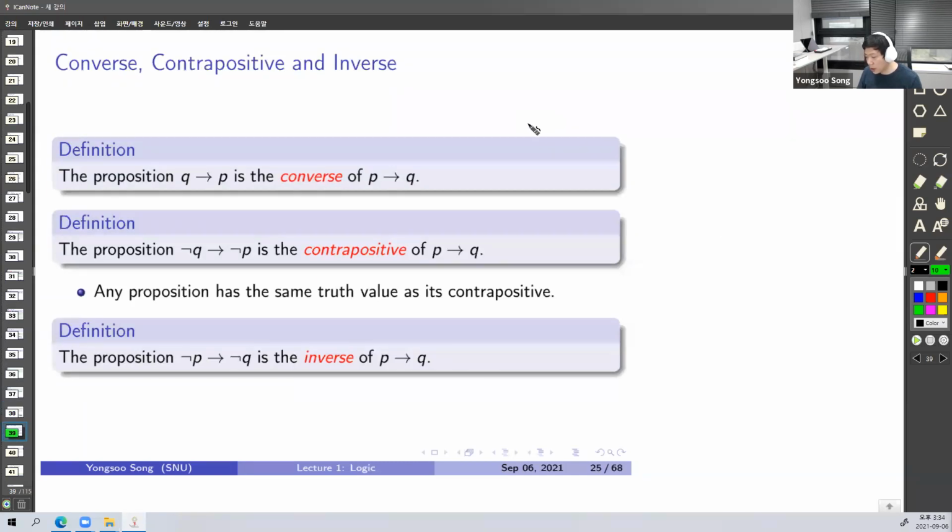There are some other propositions which can be defined from the implication. For example, the converse of this implication is if Q then P. And we can also define the contrapositive and inverse as described in this slide. We will see later that the contrapositive of an implication has exactly the same truth value as the original proposition. So we could say the contrapositive and the original implication are logically equivalent.